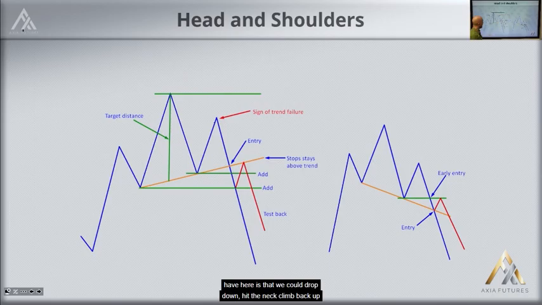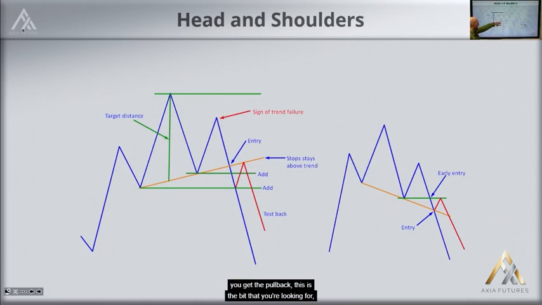The problem that you have here is that we could drop down, hit the neckline, back up, break the high. It's not a double top, it's not a head and shoulders. This is just a stalling within a wider trend and nothing changes. That's why that's so dangerous. Don't jump to conclusions of patterns until the pattern is formed.